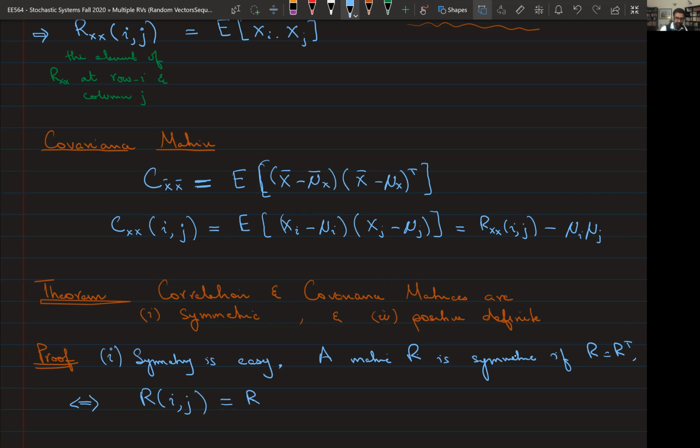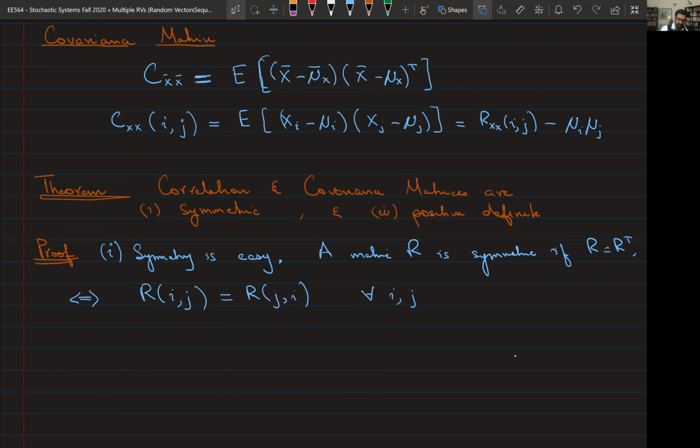So that's what Isha meant. That's what I said, just a little more specific. And this needs to be satisfied for all i and all j. If a matrix satisfies this condition, then the matrix is symmetric. And if the matrix is symmetric, this condition must be satisfied. That's why there's an if and only if. And it's very clear that the covariance matrix and the correlation matrix are symmetric indeed.